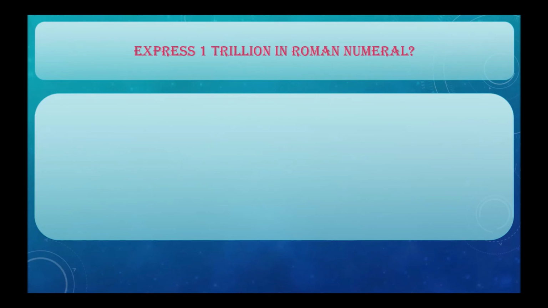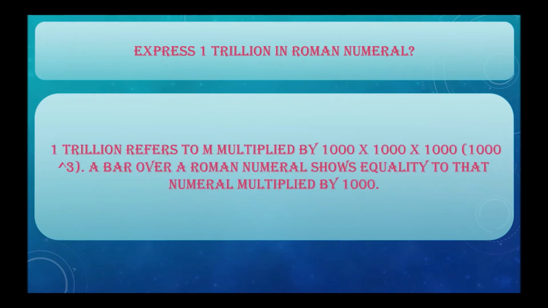Express 1 trillion in Roman numerals. So 1 trillion refers to M multiplied by 1000 into 1000 into 1000. That is 1000 to the power of 3. A bar over a Roman numeral shows equality to that numeral multiplied by 1000.